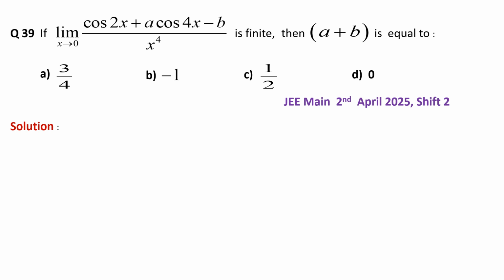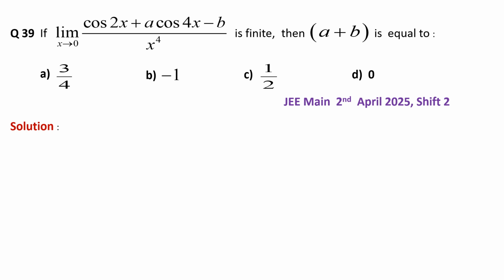In today's video, I am going to discuss the solution of a mathematics question that was asked in one of the shifts of the JEE Main 2025 April session exam. This question is based on the topic of limits. It says, if the limit as x tends to 0 of (cos 2x + a cos 4x - b) divided by x to the power 4 is finite, then a + b is equal to.